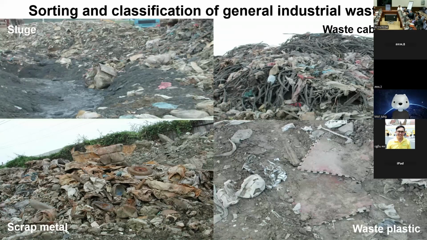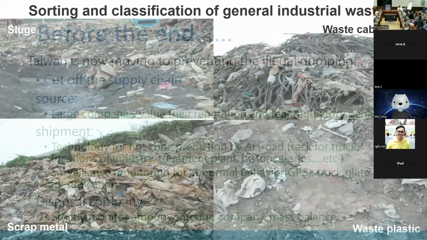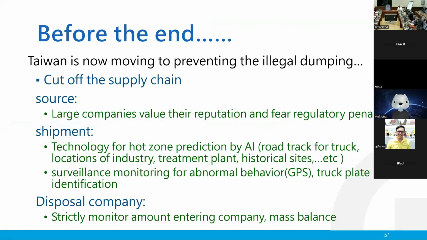For the illegal dumping, they have a supply chain. They have the source, they have shipping, and also the final disposal area. So for the source, the way we do it, we try to recognize from the drums or from the waste to see if there's any evidence from a large company.